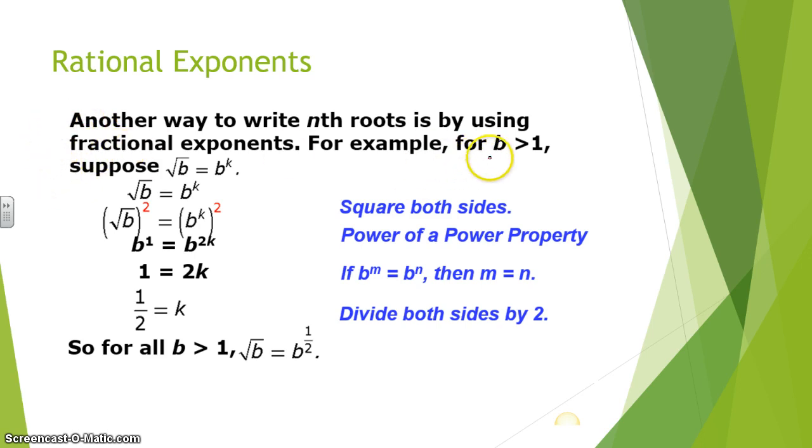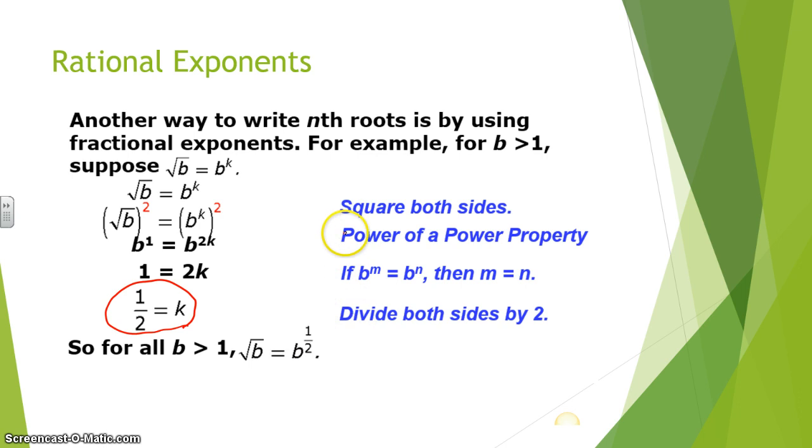For example, if b is greater than 1, suppose the square root of b equals b to the k power. So here we have square root of b squared equals b to the k. If we square both sides, we're going to eliminate the square root symbol on the left, and we would multiply the exponent k by 2. So on the left we get b to the first equals b to the 2 times k. So what we get here is 1 equals 2k. If we divide each side by 2 to isolate the variable k, k is going to equal 1/2. So for all b which is greater than 1, the square root of b equals b to the 1/2 power.